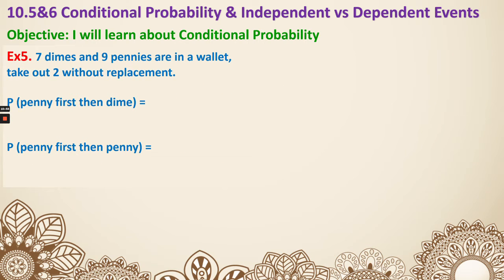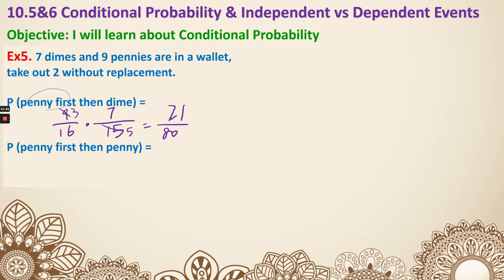Now more practice. 7 dimes and 9 pennies are in the wallet. Take out 2 without replacement. Penny first, so it's going to be 9 out of 16. Without replacement, so the second pick is going to be out of 15. And now we want a dime, so 7 out of 15. That's 3, that's 5, going to be 21 over 80.